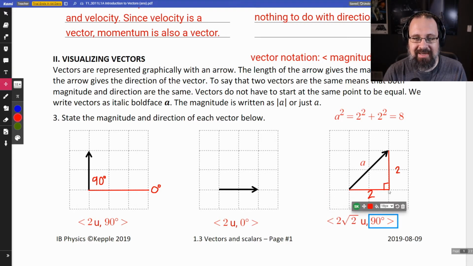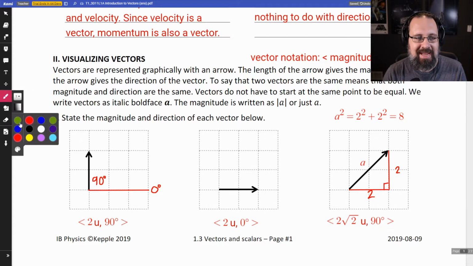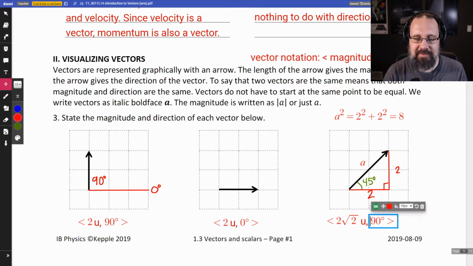The angle is not 90 degrees. You have to think, well, what is the angle of a square? What's the angle that this makes right here? And so note that this is one of the special right triangles from geometry. This angle is 45 degrees. And so I'm going to change the 90 to be a 45 degree. And so now I'm done.